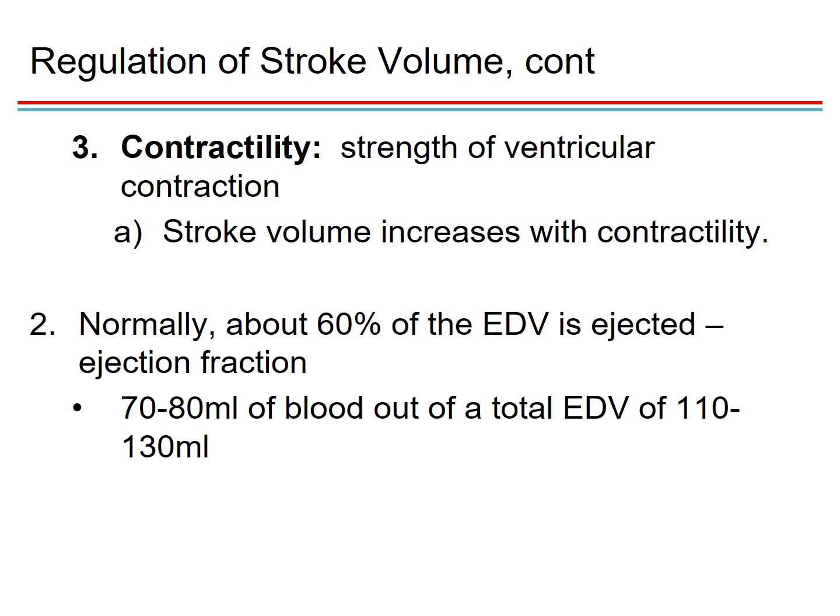So normally, under physiological conditions, about 60% of the end diastolic volume will be ejected, and this is termed the ejection fraction. Okay, so again, the ejection fraction is about 60%. And so this equates to about 70 to 80 milliliters of blood out of the total end diastolic volume of 110 to 130 milliliters of blood.